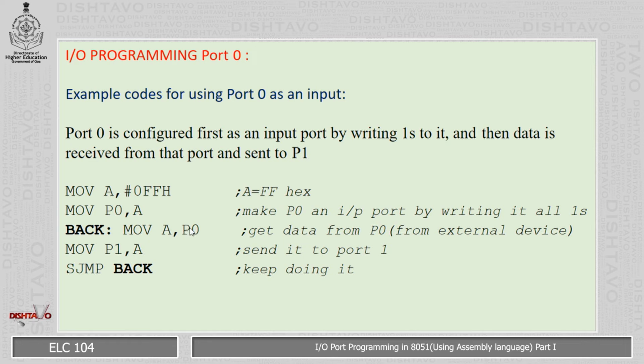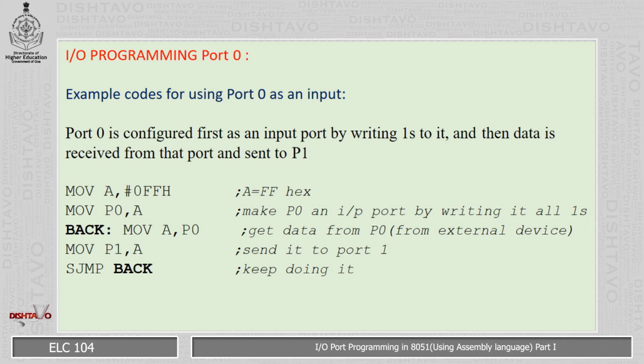Then I move whatever data is there in port 0 to the accumulator. Once I have made port 0 an input, whatever data I am receiving from external devices, whether it may be a switch or a sensor, will be read by port 0, and that data will be given to the accumulator. From the accumulator, we are moving that data to port 1 and repeating. We keep on checking port 0: is port 0 receiving anything? If it receives something, I send it through the accumulator to port 1.